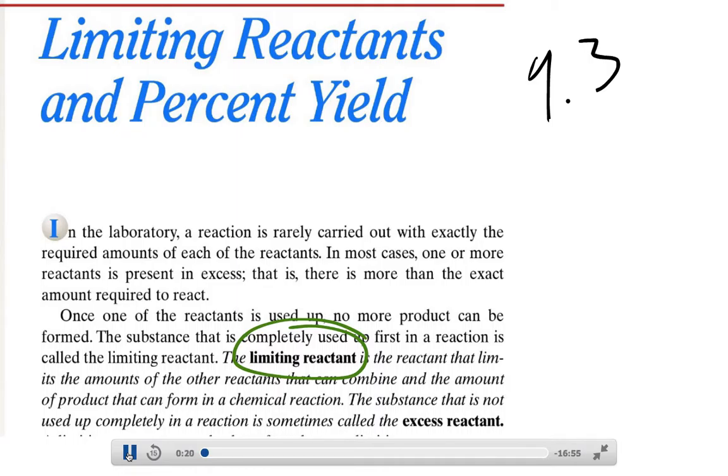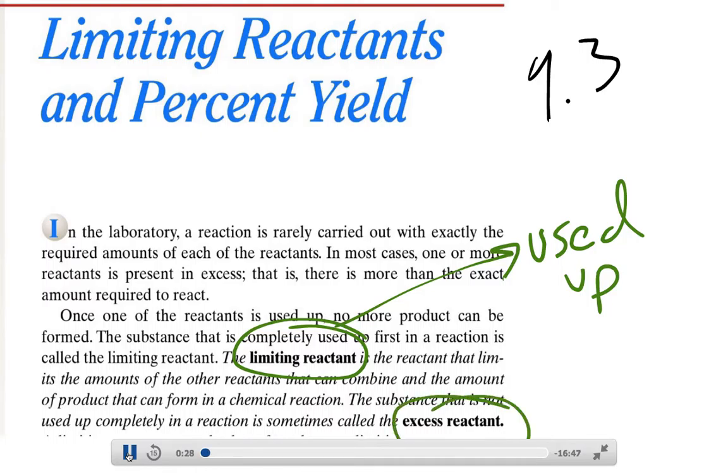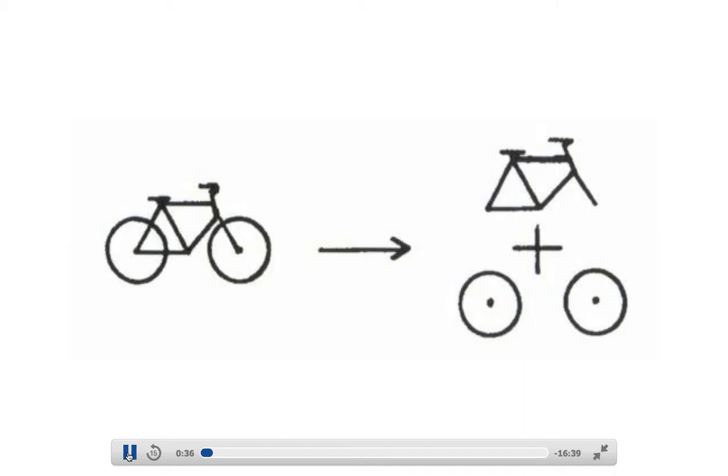So it gets used up. So I like to think of a limiting reactant as a reactant that gets used up. The one that doesn't get used up is an excess. It's left over after the reaction. Pieces left over, those are called excess. So we can think about it this way.